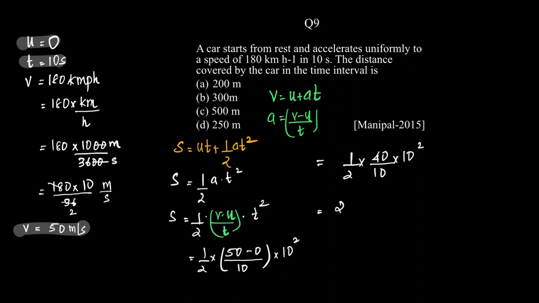So 40 by 2 is 20. 20 into 10 square by 10, 100 by 10 is 10. So this is equal to 200. In which case the distance traveled with the given conditions of motion is equal to 200 meter, which makes the correct option as option A.